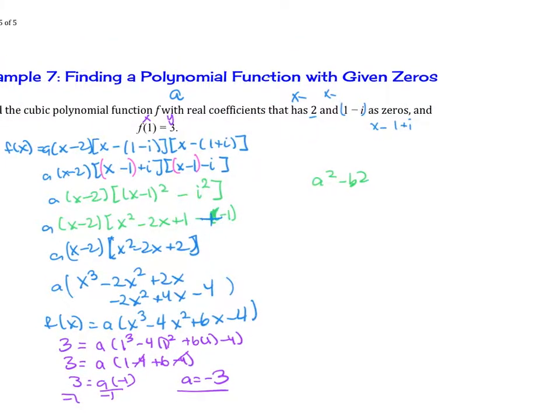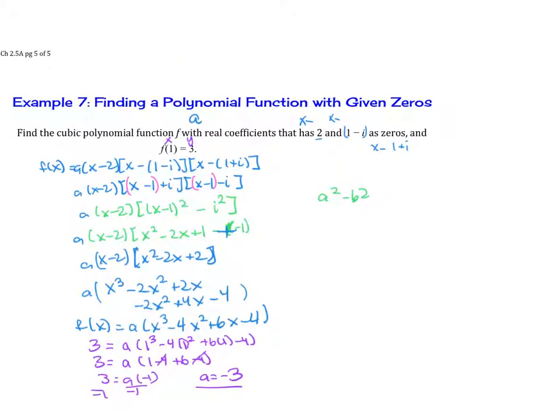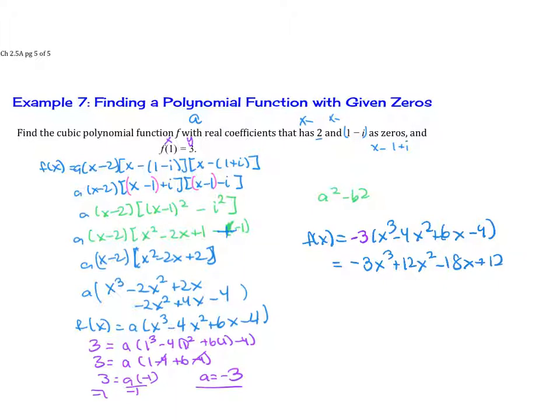So now we're going to plug that in as our a value to our function. So we have f of x equals negative 3 times x cubed minus 4x squared plus 6x minus 4. And then we're going to distribute. So negative 3x cubed plus 12x squared minus 18x plus 12. And that is our final function.